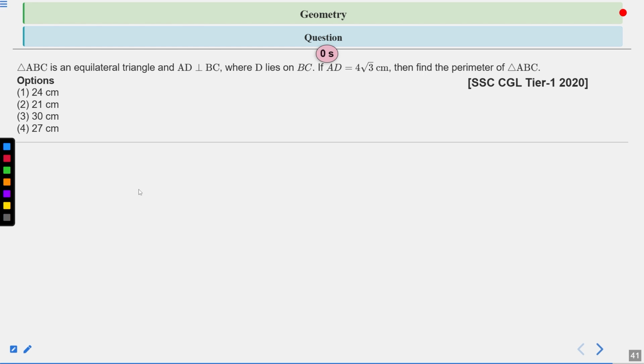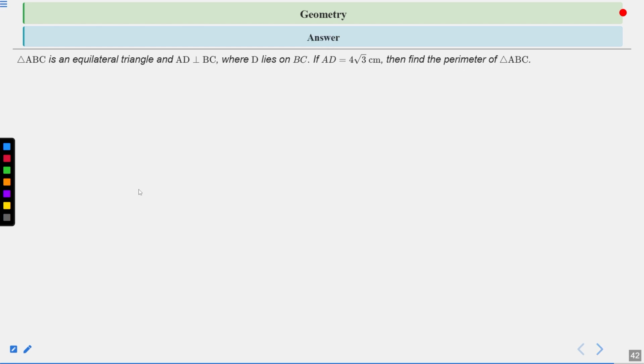Now time's up. Let's see the solution of this question. Triangle ABC is an equilateral triangle and AD is perpendicular to BC, where D lies on BC such that AD equals 4 root 3. Find the perimeter of triangle ABC. The correct answer of this question is the first one, which is 24 centimeter. Now see the detailed solution using concept 18.6.2. AD is the height of triangle ABC. We can see in this diagram AD is 4 root 3 centimeter.